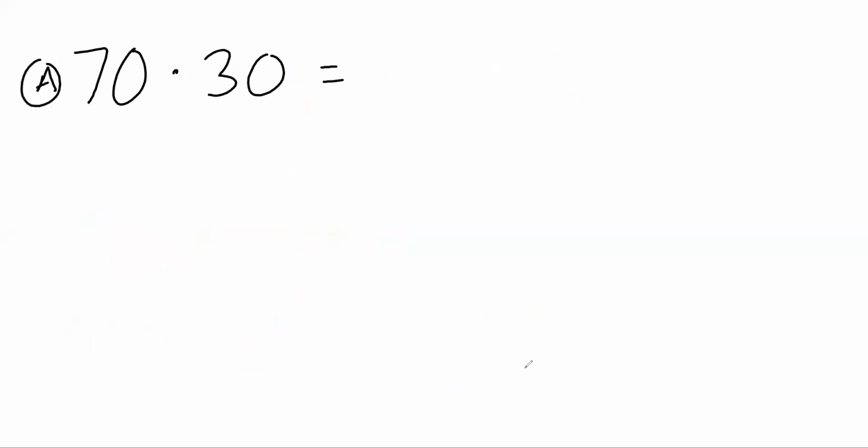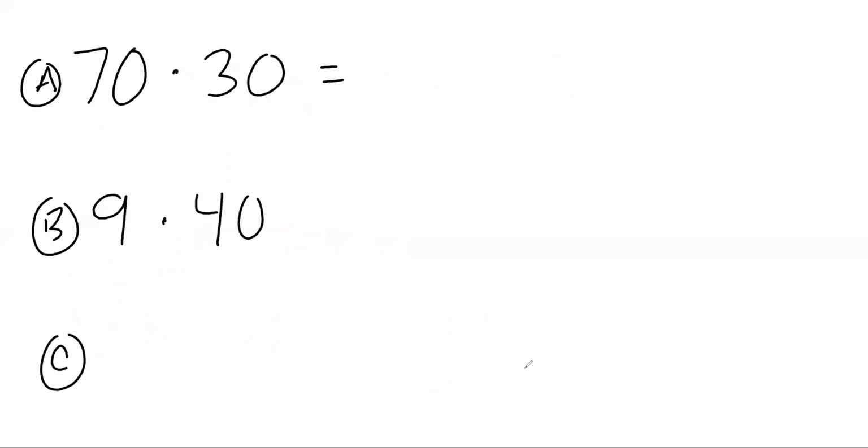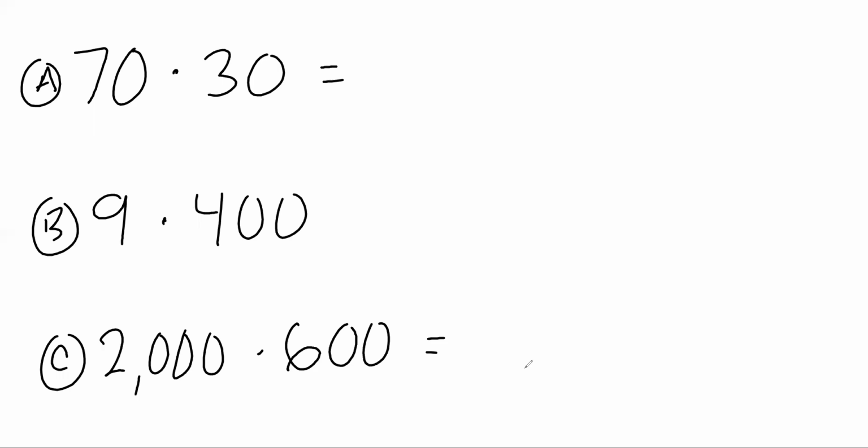So let's do some more. Let's do 70 times 30. And here, I'll do 3 of them and you can pause it and work on them, and then we'll look. Let's do 9 times 400. And let's do 2,000. Oh my gosh, 2,000 times 600. We'll make a fairly large one there. Okay, so you of course paused this, and now you're coming back and comparing your work.